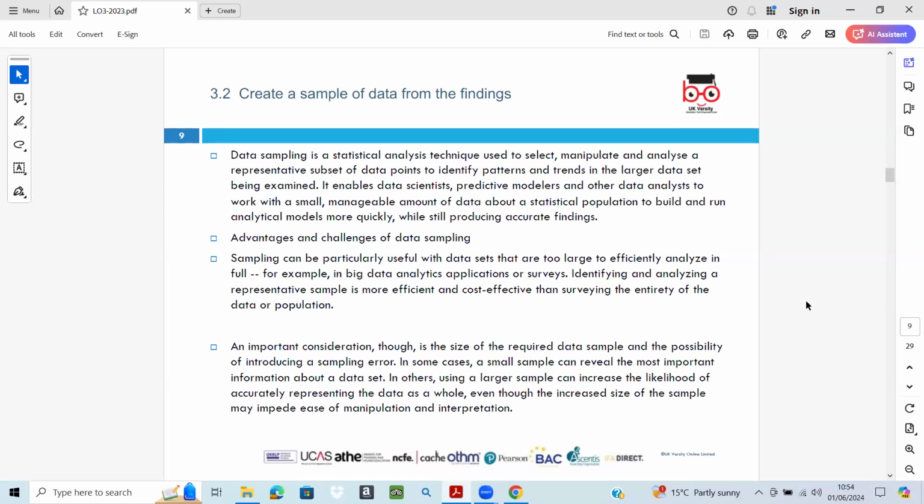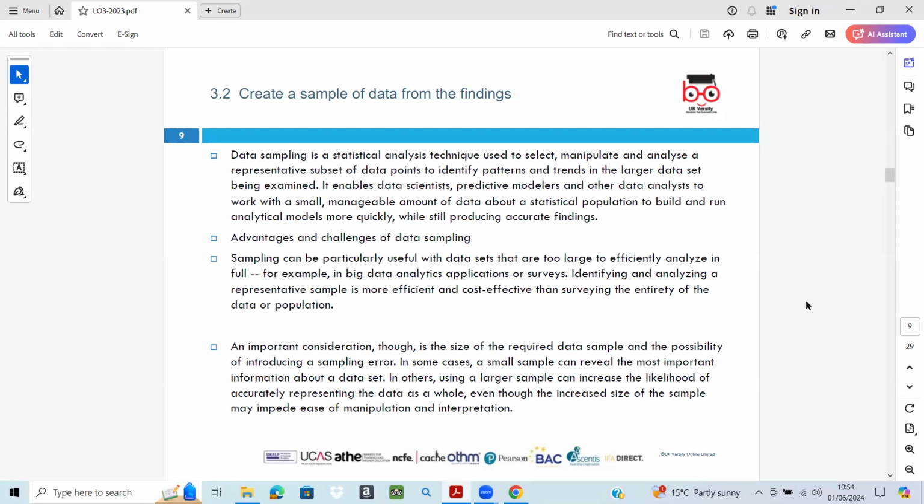Then we have systematic sampling. It's selecting every data point from the population that ensures a uniform coverage, but might introduce pattern not originally present in the data.